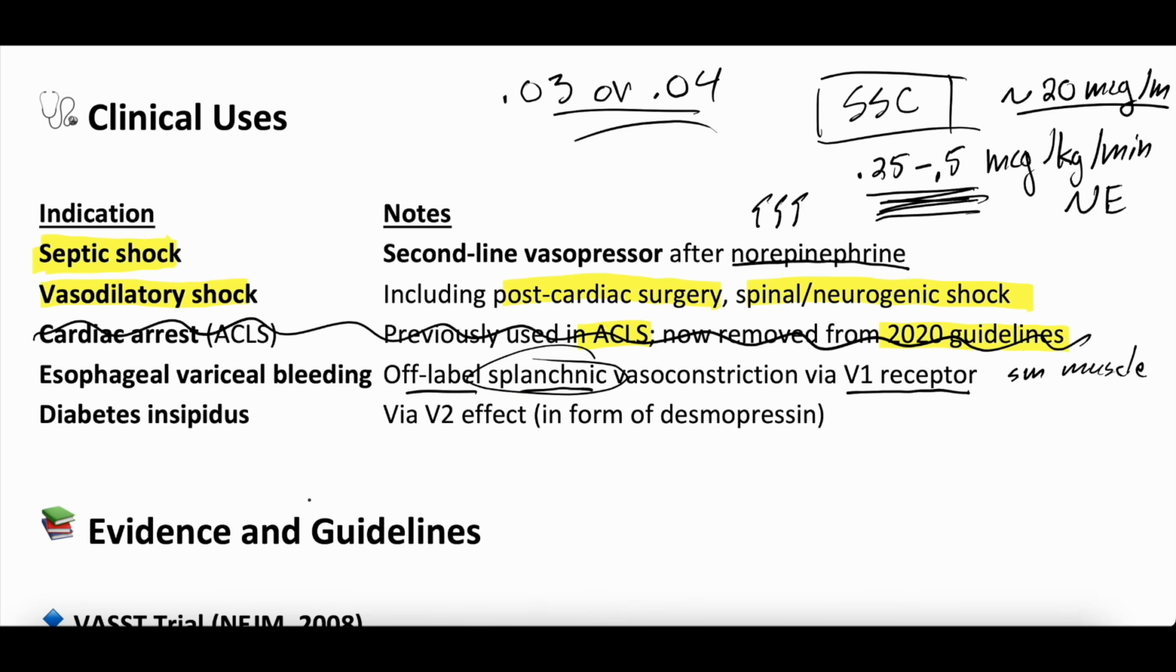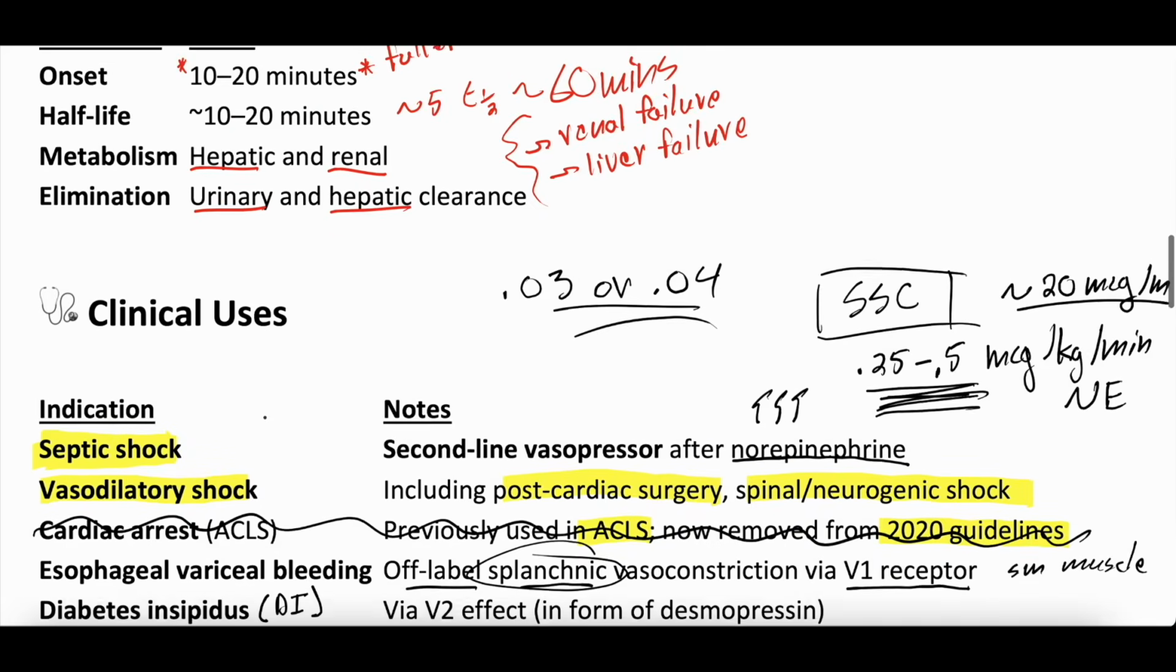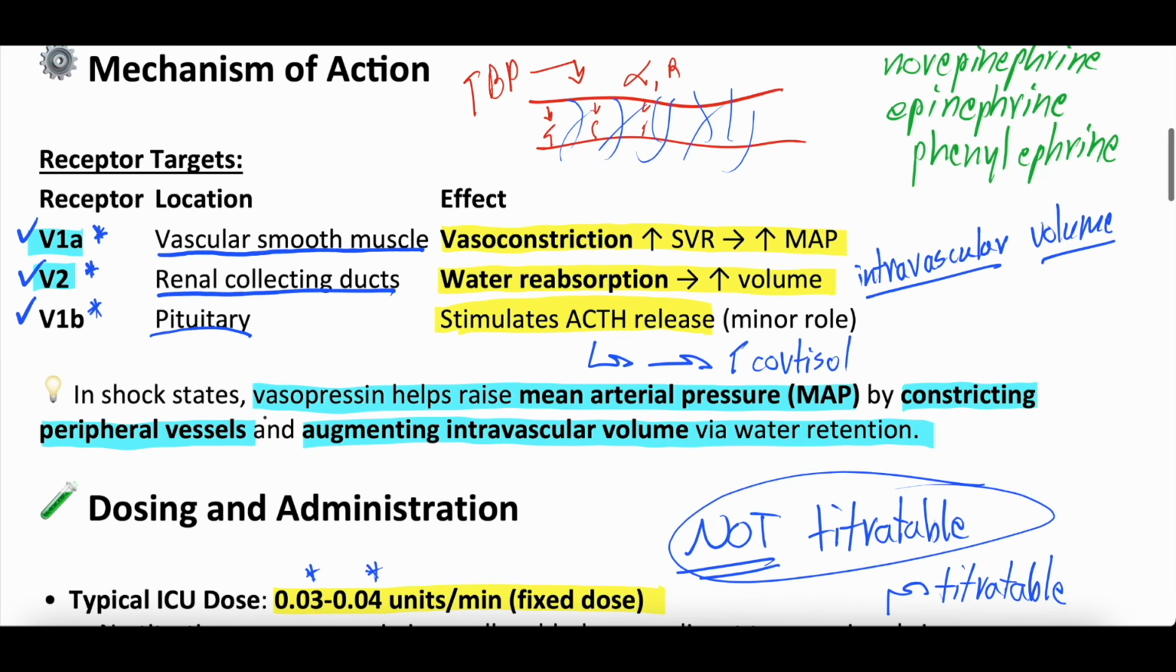And then diabetes insipidus, okay? So diabetes insipidus, or DI, this is not being used as a vasopressor here, but you can, via the V2 effect, right, if we go back up to receptors, V2 was one of the receptors used, and that's caused water reabsorption, right?